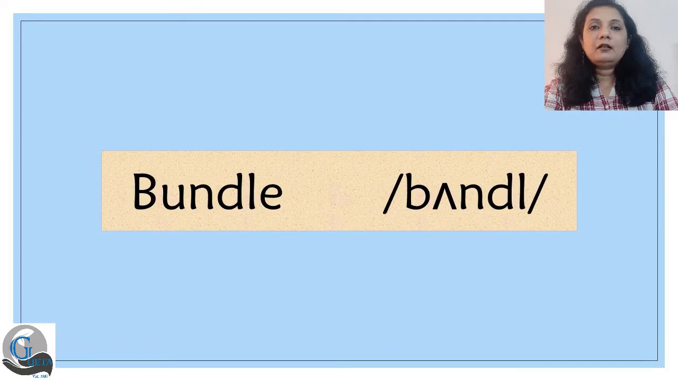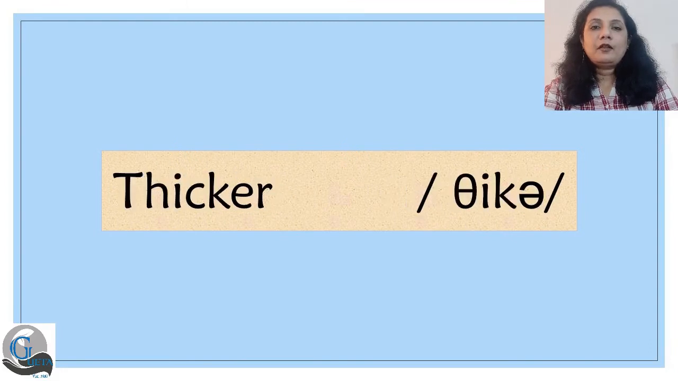B, A, N, D, L. Bundle. Figure. F, E, K, and A. As usually it happens that the last R is not spoken, and therefore in phonetic transcription it is not to be written. So it is not "figger" but "figure".